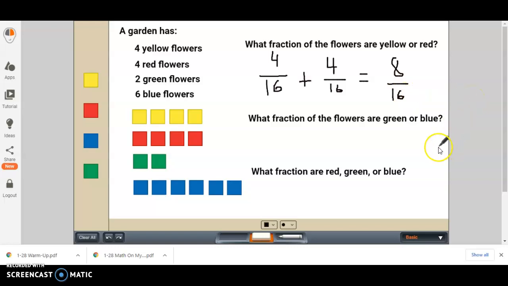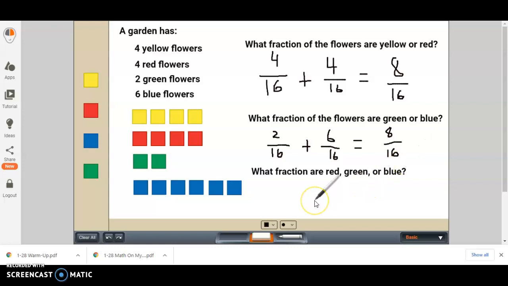Now, using that same idea, how can we show which fractions are green or blue? Well, out of 16, there are 2 green flowers. Out of 16, there are 6 blue flowers, which means we have 8 out of 16, 8/16 green or blue.